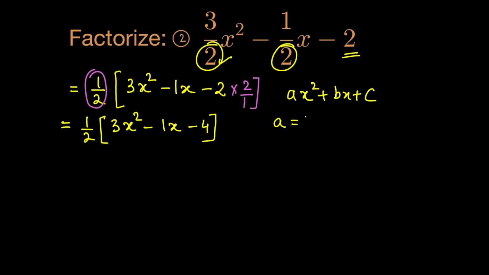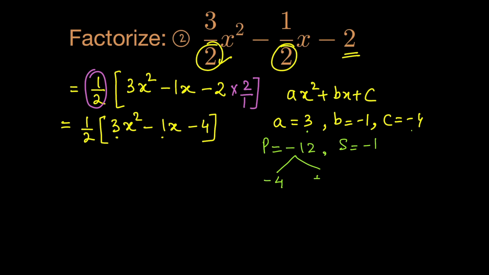So what is a? a is 3, b is minus 1, and c is minus 4. What is the product we write? The product is a times c, which is minus 12, and the sum is minus 1. So you can look for the numbers. What numbers will make it work? Two numbers whose product is negative 12 and which add up to minus 1. We can take them as minus 4 and plus 3. You can see they work. When you multiply, you get minus 12. When you add, you get minus 1.